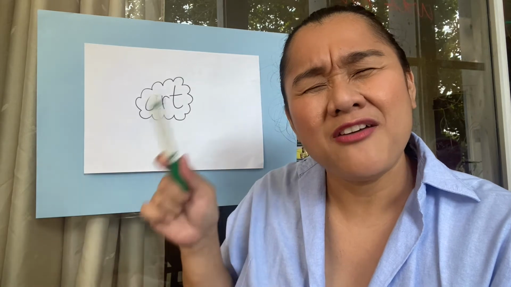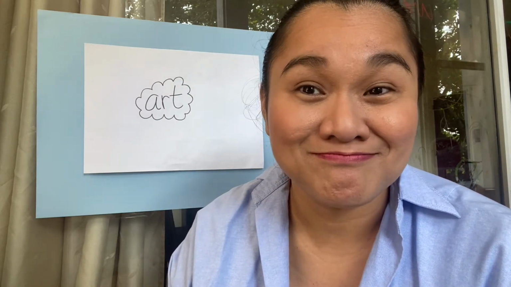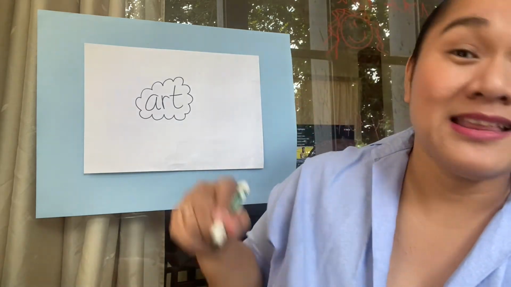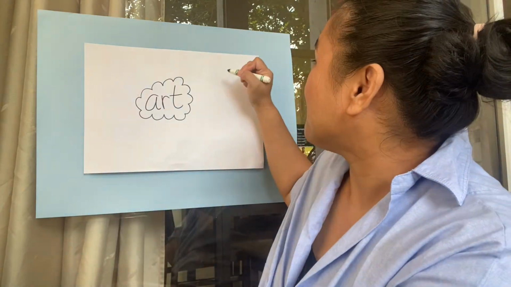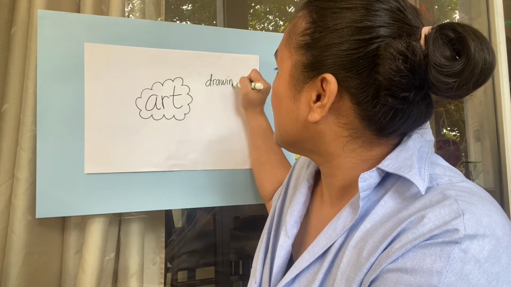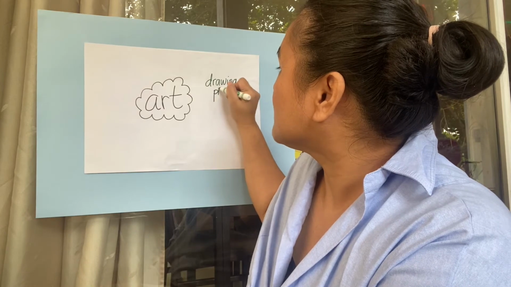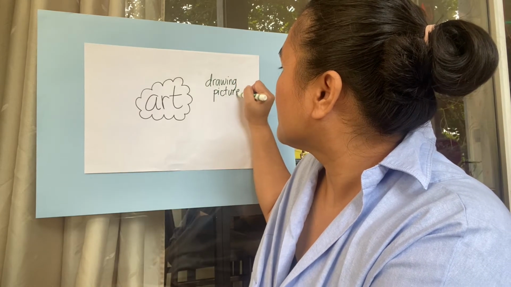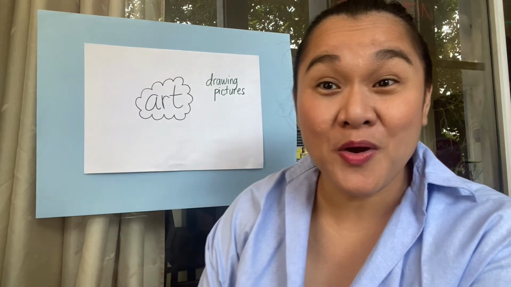And whatever comes to your mind, whatever pops into your head, whenever you hear the word art, you're just going to write it down. For example, when thinking about art, I'm thinking about drawing. So I'm gonna write drawing in my mind map. Drawing pictures. Do you think about drawing pictures whenever you hear the word art?